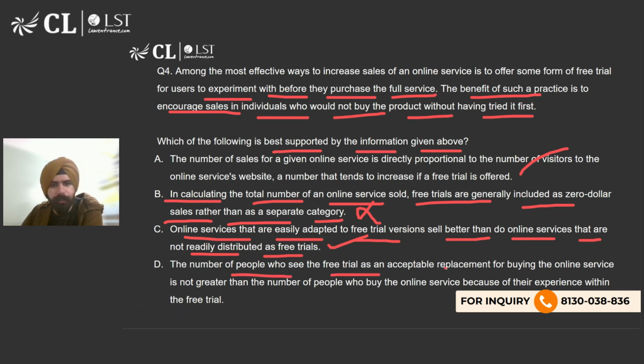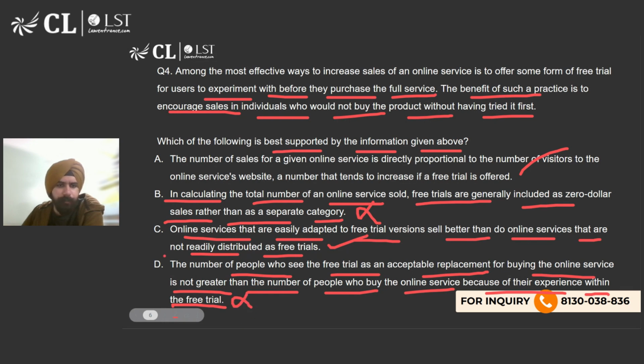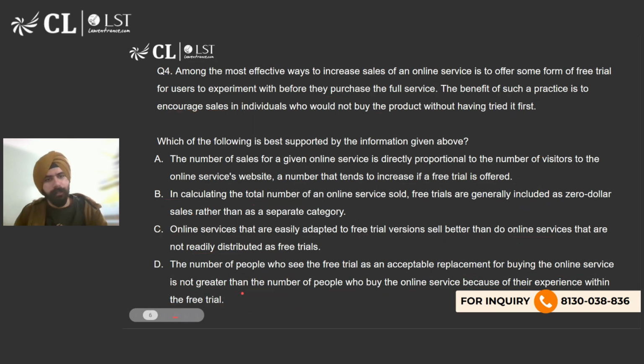The number of people who see the free trial as an acceptable replacement for buying the online service is not greater than the number of people who buy the online service because of their experience within the free trial. Again, we cannot say this for sure. We don't have enough data to back this up. So option number C seems to be the correct answer.